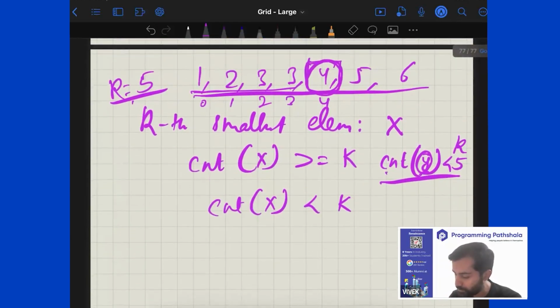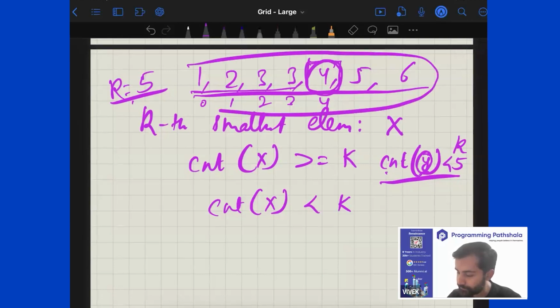Okay, so let's do one thing. What we are going to do is we'll consider this array and we will plot a graph.